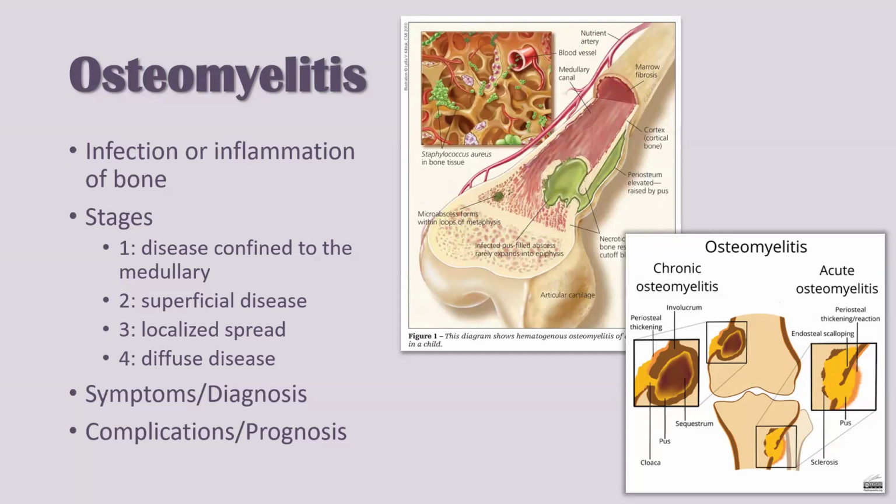Stage 2 infection is where the infection is superficial, it's just kind of on the outside of the bone, and can also affect some of the surrounding soft tissues. In stage 3 osteomyelitis, the infection has spread through the bone, but it can be surgically removed without stabilizing the bone. A stage 4 osteomyelitis infection has diffuse spread.